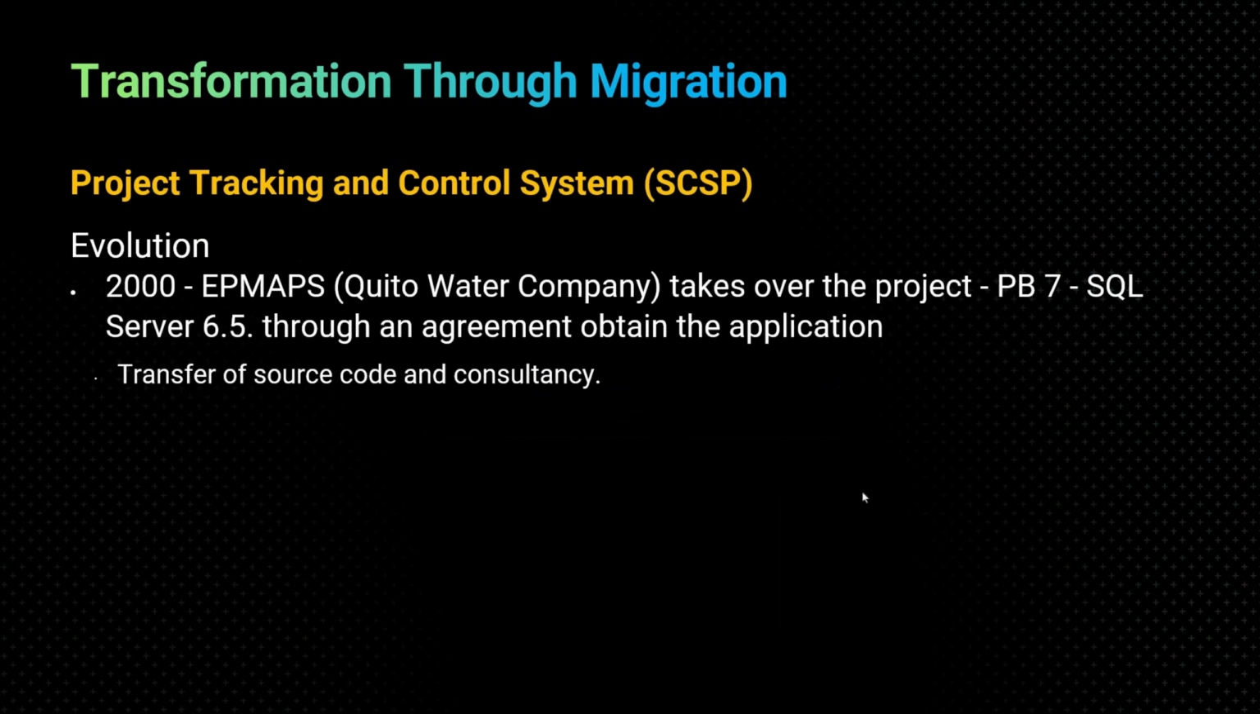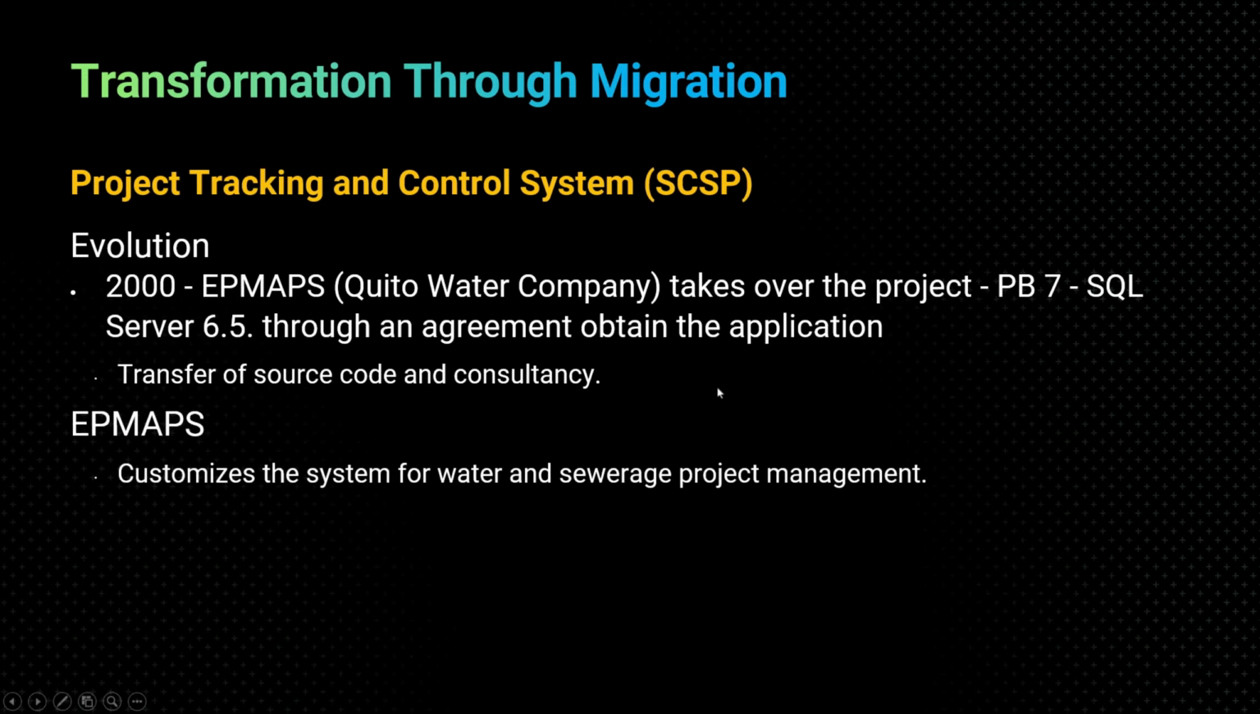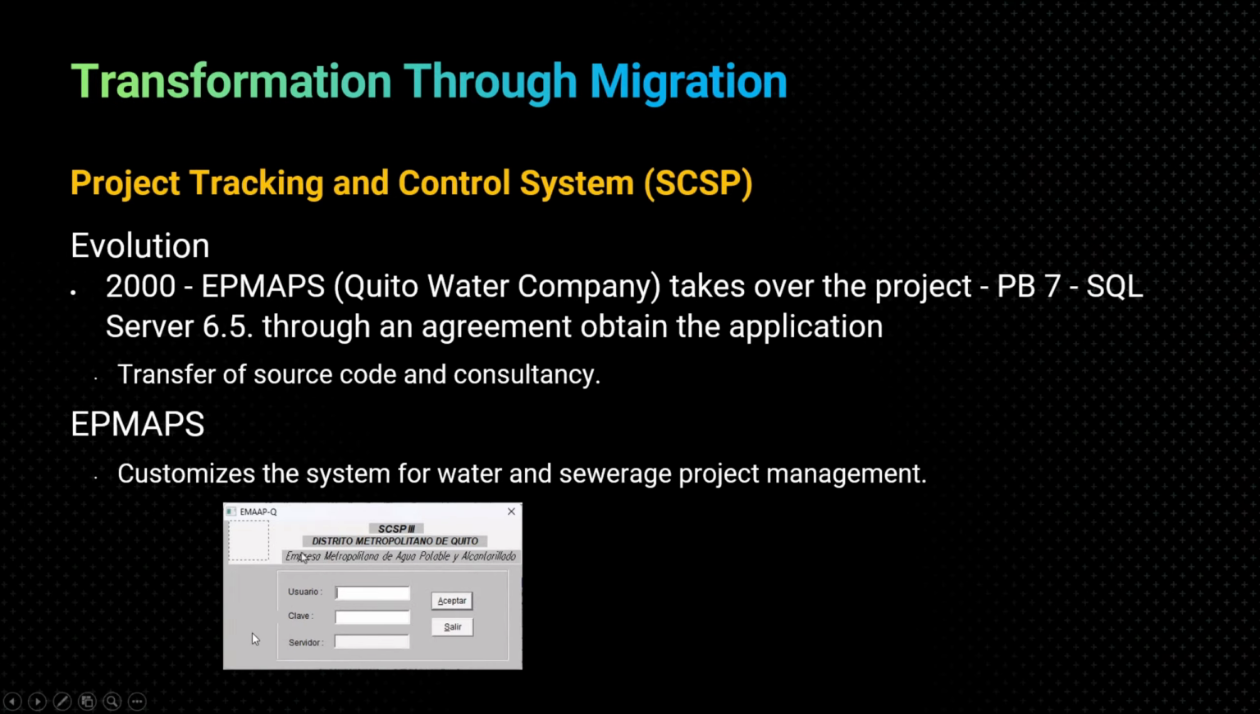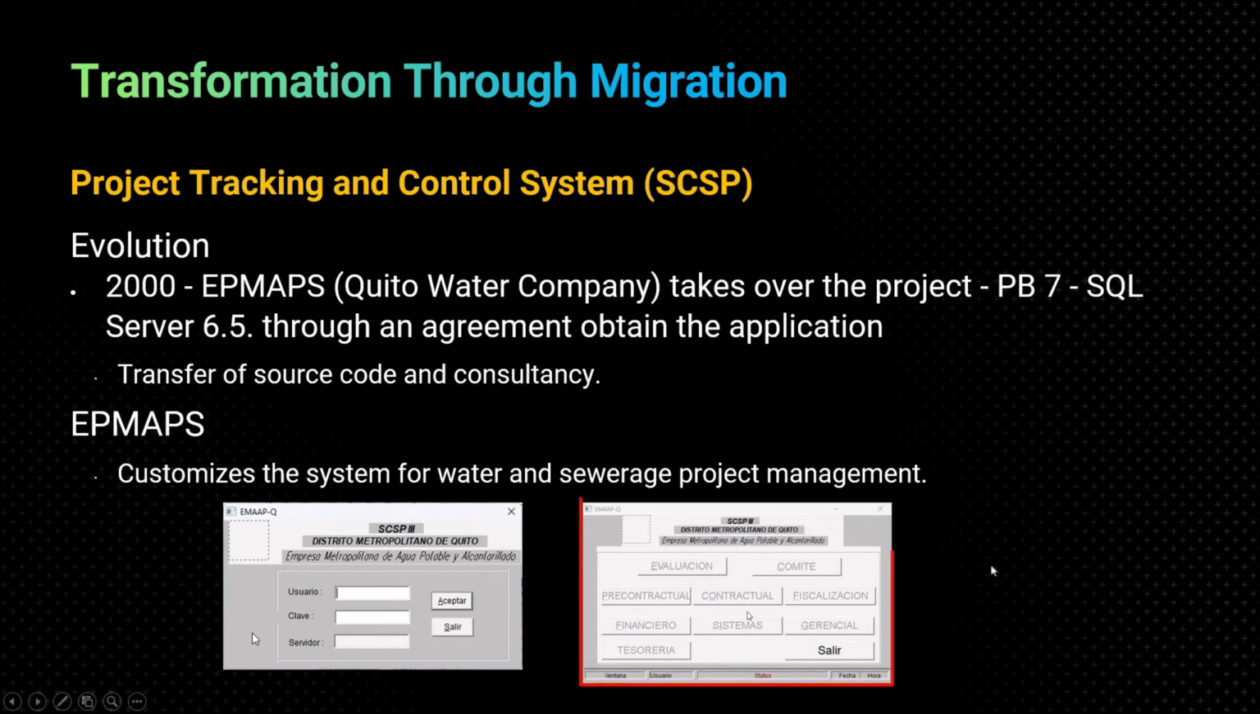EMAPS Agua de Quito in 2000 takes over the project. The application was in PowerBuilder 7 and SQL Server 6.5, and through an agreement they obtained the application. The agreement was to transfer the source code and consultancy. EMAPS Agua de Quito worked on the application and customized the system for water and sewage project management. And this one started working with the logos, with the pictures, and in addition, it keeps some of the models that the original application has.